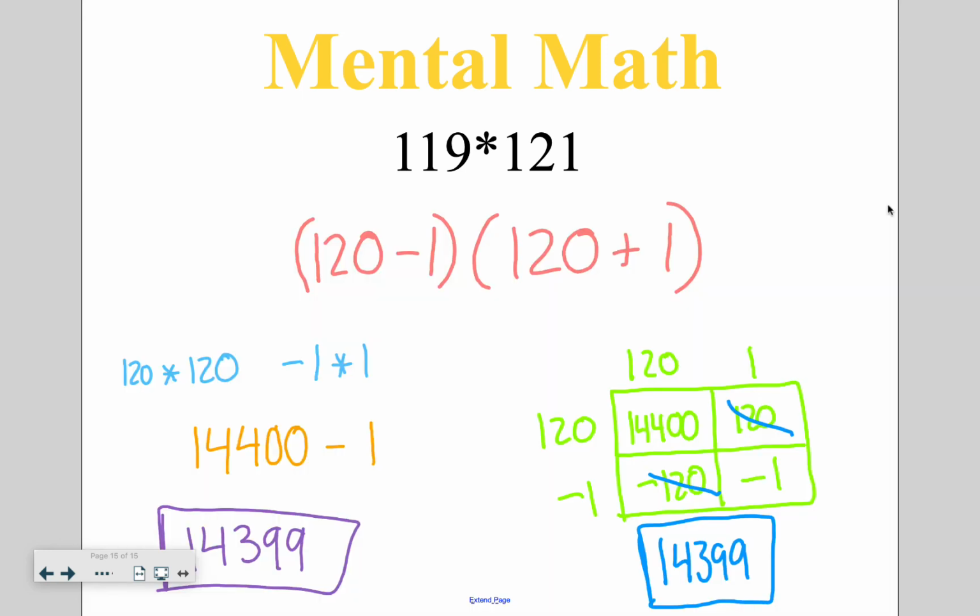So both of these are one number away from 120. So either method, once you do your multiplication, you're going to end up with 14,399.